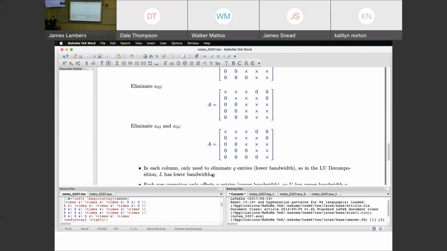Also, because the number of entries you're eliminating in each column is equal to the lower bandwidth, in the LU decomposition, assuming no pivoting, L has the same lower bandwidth as A. Right now we're not dealing with any pivoting; we assume no pivoting. I'll talk about pivoting later.